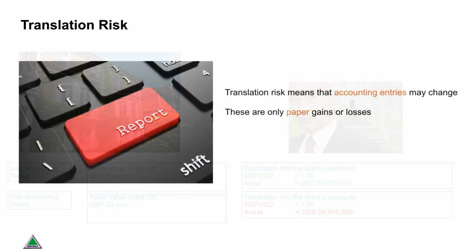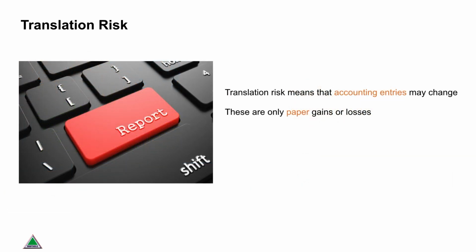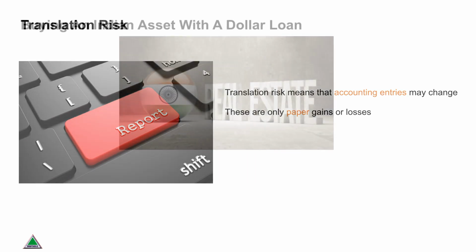Now, has John lost real cash? No, he only loses cash if he actually sells the property. So what he's got here is just what we call a paper loss. No actual cash flow was involved. Okay, let's look at another example.